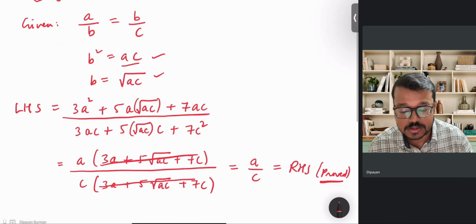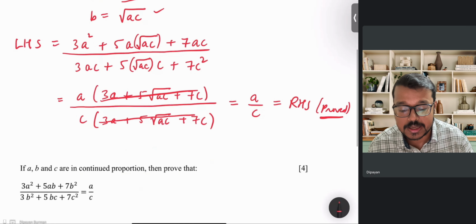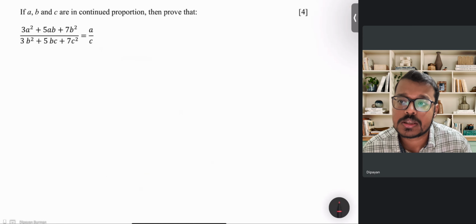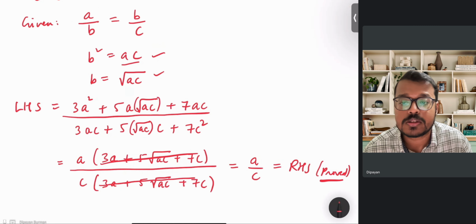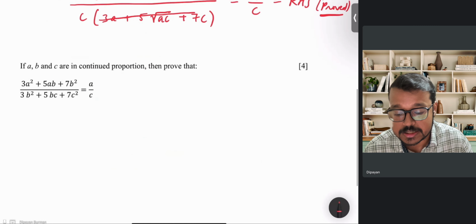Another method is called the K method. So let's look at that. And K method is suitable for some questions. Maybe for this question, we already have the previous method which is possible, so maybe we can prefer that for this question. But let's still look at what is K method.